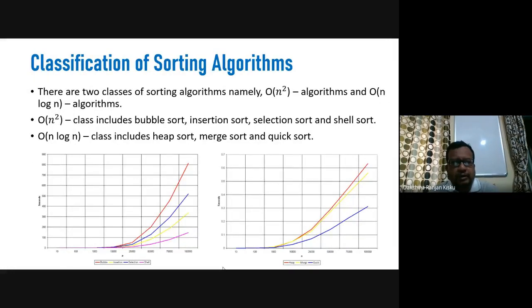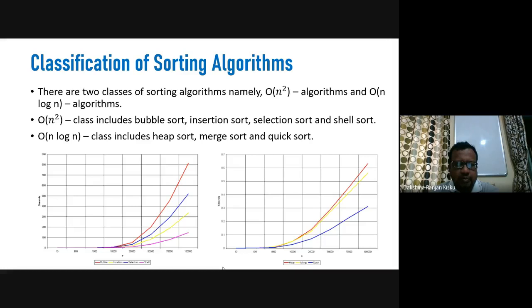Now we can classify the sorting algorithms according to their time complexity. If we consider the time complexity, we can divide the sorting algorithms into two classes. The first type will be the order of n square class algorithms, and the second type will be the order of n log n class algorithms. The order of n square class algorithms include bubble sort, insertion sort, selection sort, and shell sort.